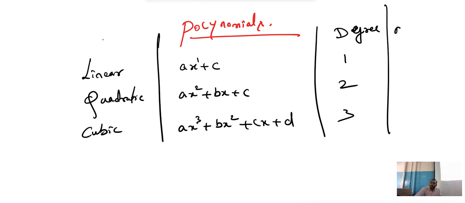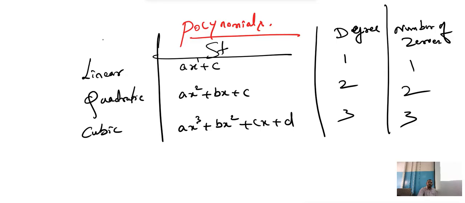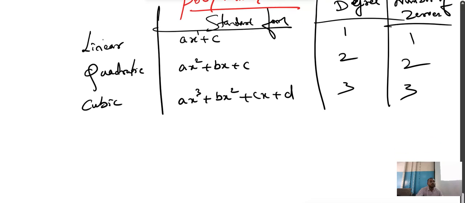Or sometimes they will ask you the number of zeros. How many zeros are there in a linear polynomial? 1. Number of zeros in quadratic? 2. Number of zeros in cubic? 3. Any doubts? So, what is this all? The standard form of linear, quadratic, cubic. They may ask you sometimes the degree, or sometimes they may ask you to write the number of zeros. Is this clear? Good.